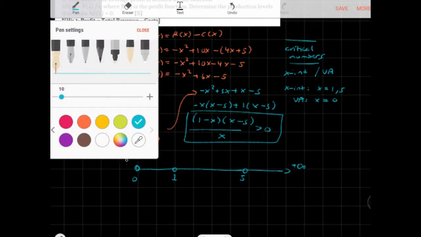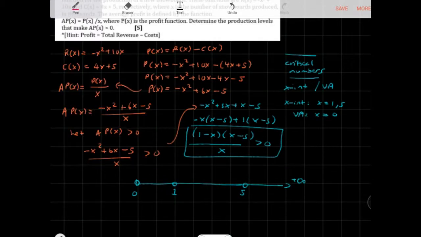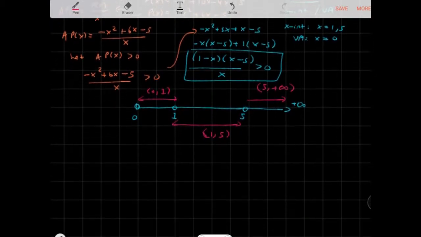So one of the intervals in question that we will be assessing is x belonging to the interval 0 and 1. So x is greater than 0 but less than 1. Here we're going to have 1 and 5, and here we're going to have 5 and positive infinity. So these are our 3 intervals we want to test.